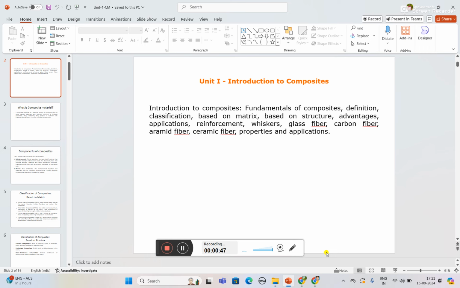So mainly, the first unit consists of different topics. We'll discuss the fundamentals of composites, definition, and classification of composites based on their structure, based on their matrix, and based on the reinforcement. We'll also discuss different advantages and applications of these types of composites. This unit also covers the different types of reinforcements like glass fiber, carbon fiber, aramid fiber, ceramic fiber, and all the other reinforcements. I'll discuss their properties and their applications.